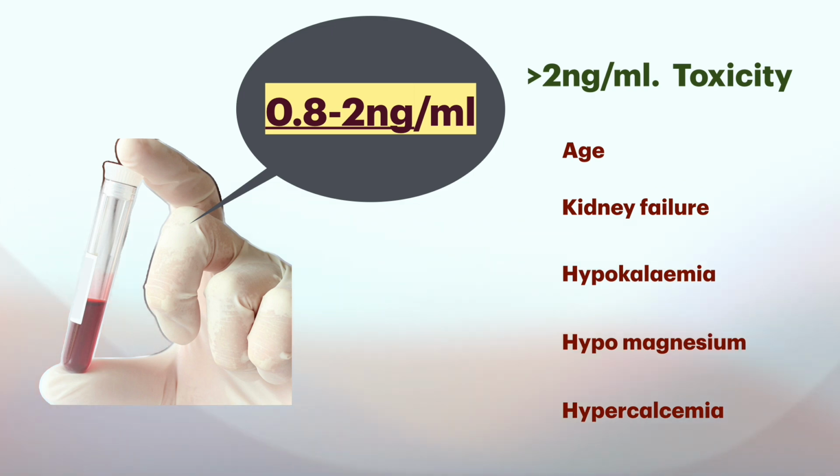Therapeutic blood levels of digoxin should be between 0.8 to 2 nanogram per ml. If it is greater than 2 nanogram per ml, it causes digoxin toxicity. Toxicity can be aggravated by age, kidney failure, hypokalemia, hypomagnesemia, and hypercalcemia. As age increases, the kidney function may get impaired. It will reduce digoxin clearance. And in case of hypokalemia, hypomagnesemia, and hypercalcemia, it enhances the effect of digoxin on cardiomyocytes.